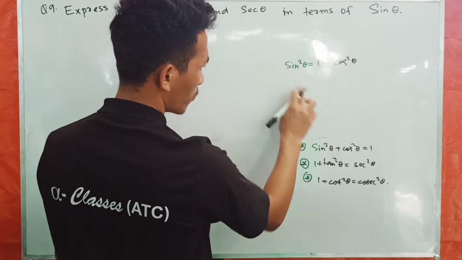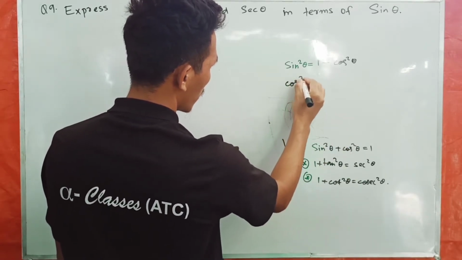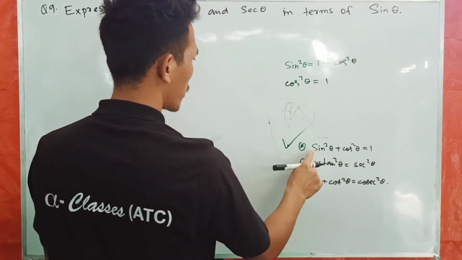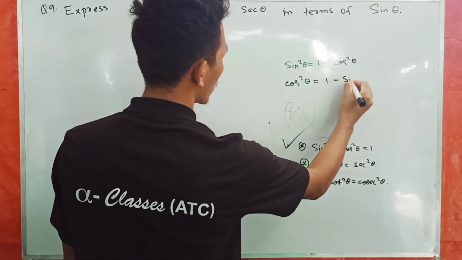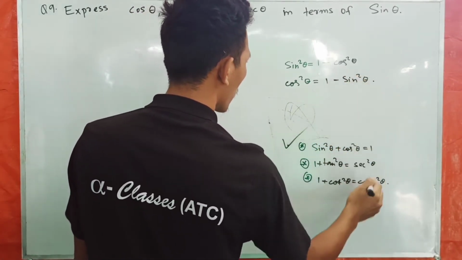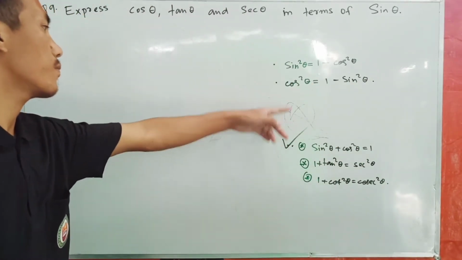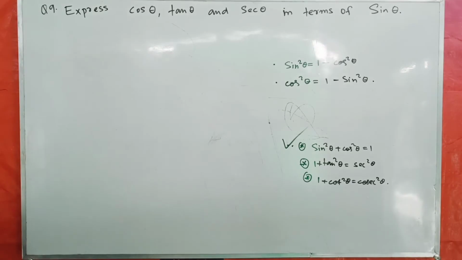Okay, we are going to find cos now. Cos square theta equal to 1, and this plus will become minus sin square theta. We have 3 formulas, 1, 2, 3. We derived 2 formulas. This is the Pythagorean relation. Okay, let us solve.